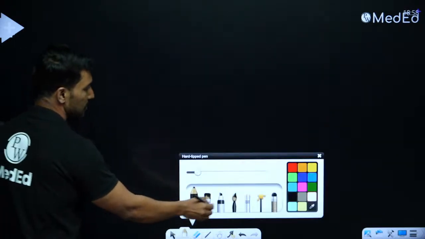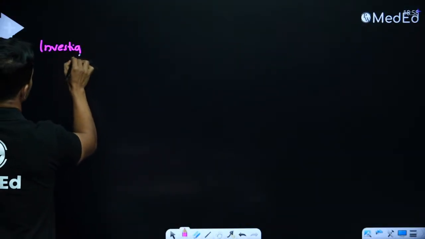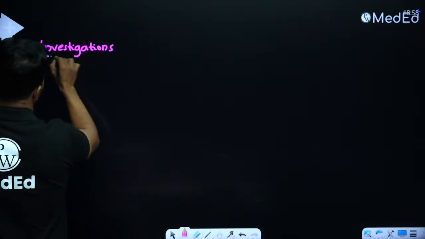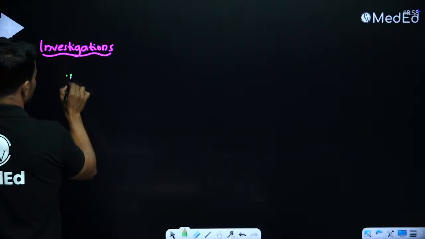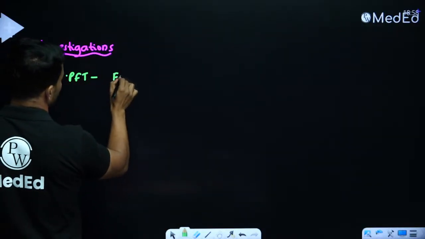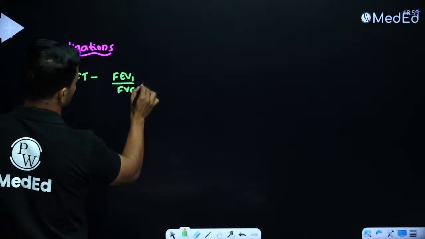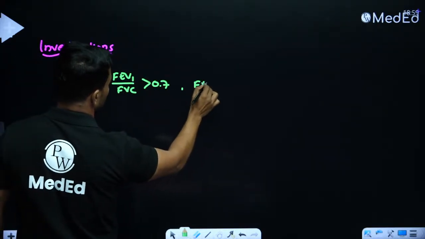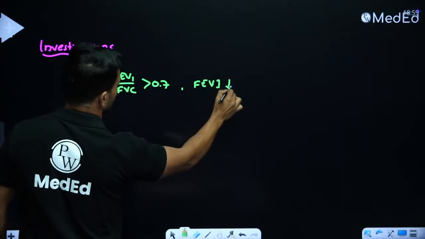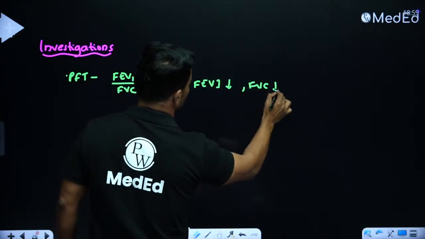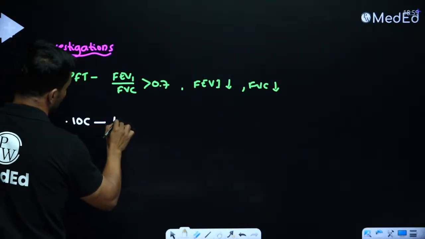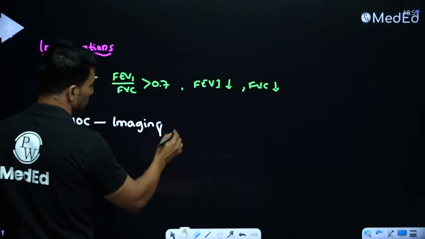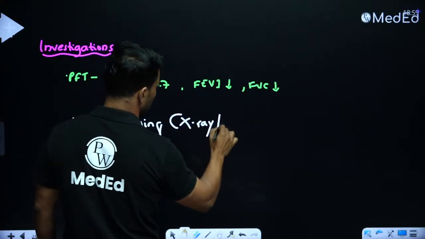Now, when someone presents with cough, shortness of breath of acute duration, and I'm thinking of pneumonia, what investigations am I expected to do? So as usual, PFT generally we don't do, but we should be aware if PFT is done, it is going to show your FEV1 by FVC ratio of more than 0.7. FEV1 is usually reduced and FVC is usually reduced. But if you ask me what is the investigation of choice, it is going to be imaging. Imaging can be either in the form of X-ray or HRCT.